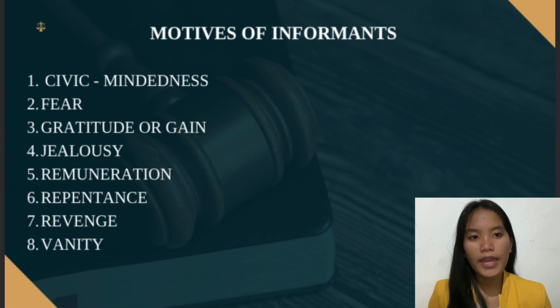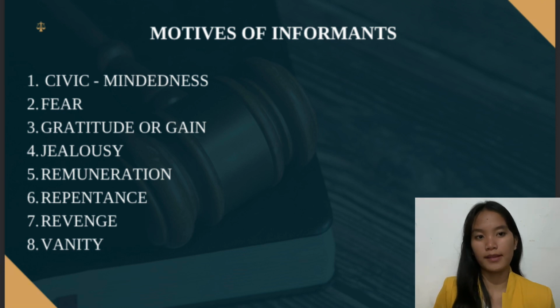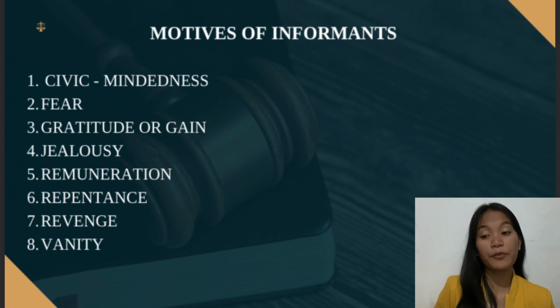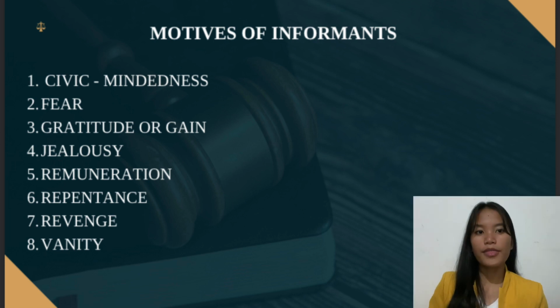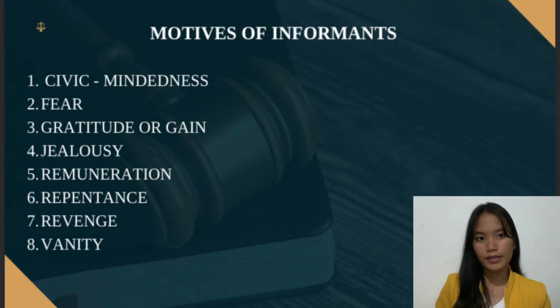And we have 8 common motives of informants. First is the civic-mindedness. So this informant provides information out of a sense of duty and obligation to assist the police. And also we have fear. So the person gives information due to oppression by the enemies or other impending danger. And third, we have the gratitude and gain. So this informant provides information to obtain a privilege toward the welfare of his family.